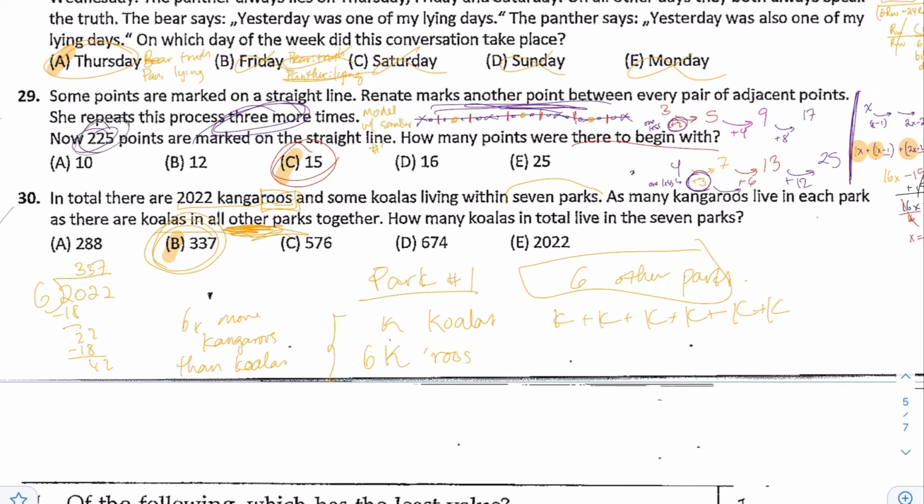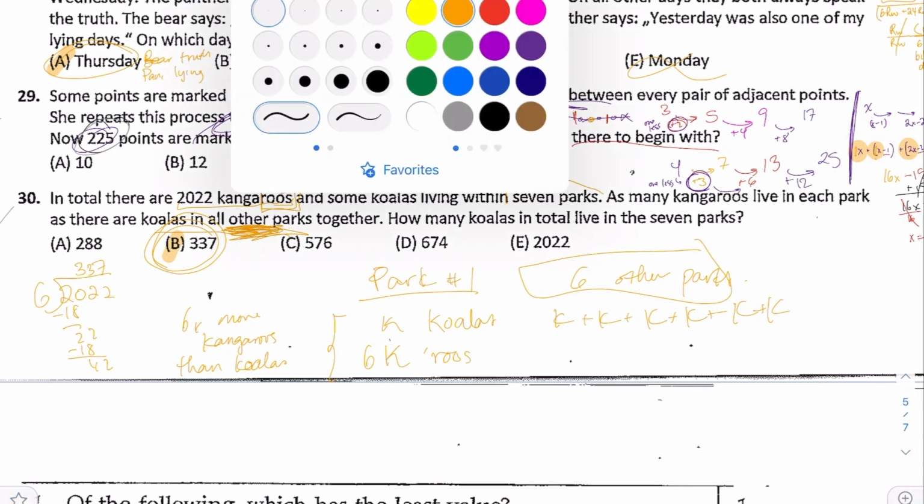Now you don't know how they're split amongst the 7 parks, so we have to pretend that they're split evenly. Now 337 is not even a multiple of 7, so there'll be some weird decimal, an average of some weird decimal number of koalas in each park. But if you take that number of koalas and multiply by 6, that would be the number of kangaroos in each park. So that's why there's a 6-to-1 ratio here. So just be careful with the word other.